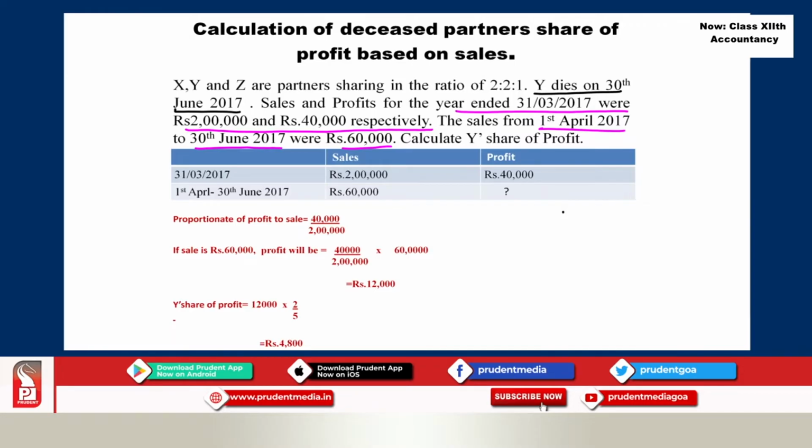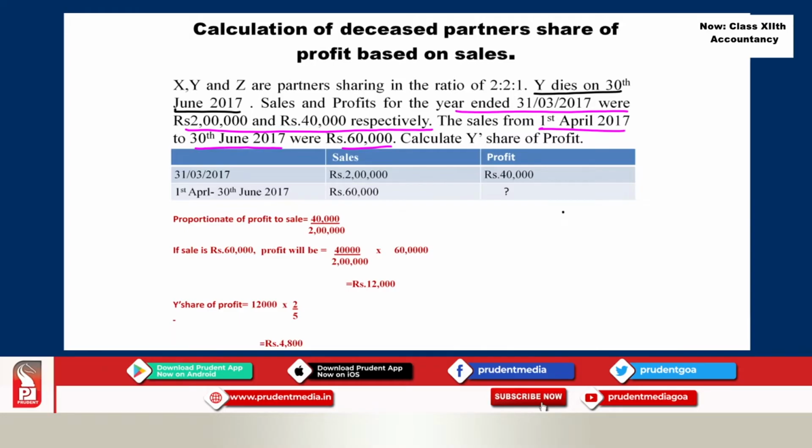So, what is given to you? Sales is given to you. So, the turnover is given to you. Based on that, how can you find out the profit? Very simple, correct? 40,000 into 60,000 divided by 2 lakh. This is the proportion. We have taken the proportion of profit to sales, and if sales is 60,000, what is the profit? Very simple. Cross multiplication, how much is the profit you get from 1st April to 30th June? The answer you get is 12,000.